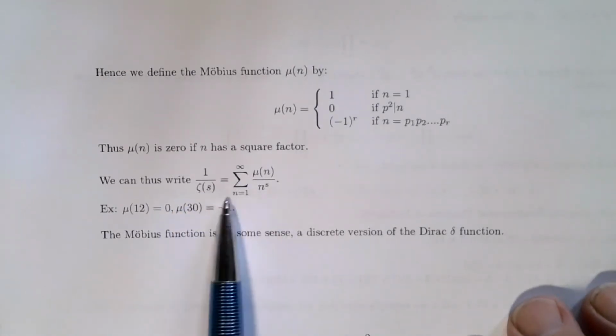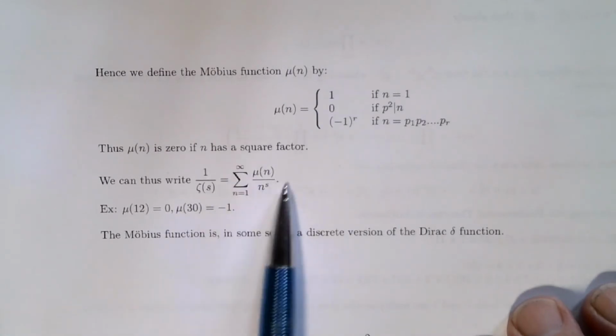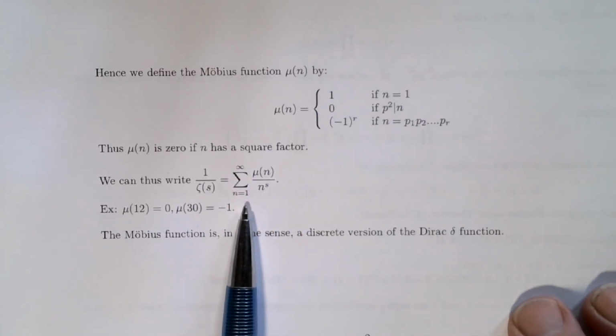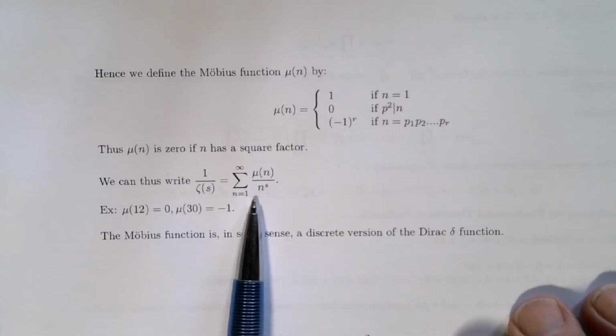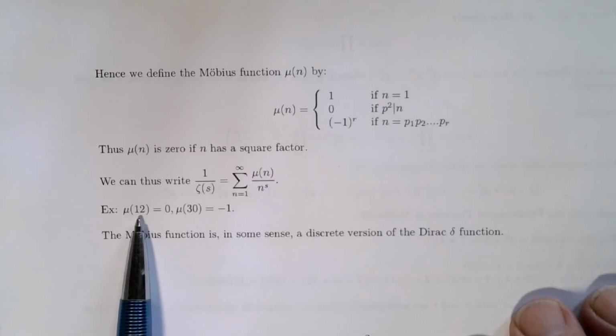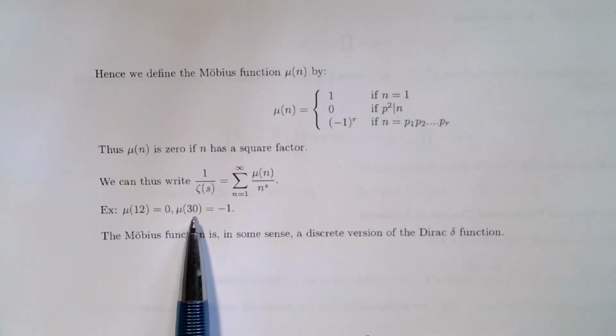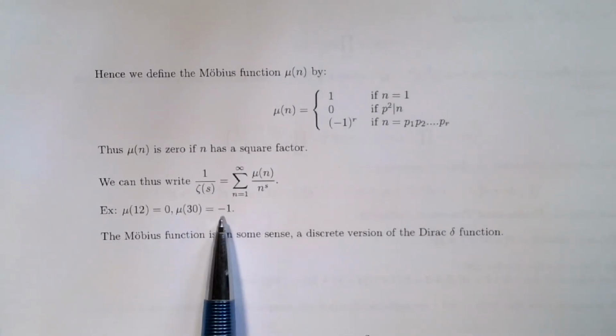And so we have this very important statement here that 1 over zeta of s can be written as this sum. We're going to call this, a bit later, a Dirichlet series. We're going to be looking at series of this type. This is called a Dirichlet series. And so, for example, mu of 12: 12 has a square factor of 4, so that's 0. And 30, its prime factorization is 2 times 3 times 5. That's got an odd number of primes, and so it's minus 1.